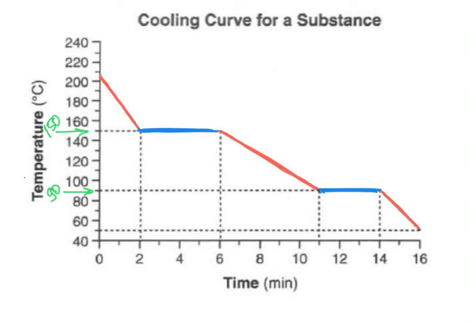Also in this graph, the x-axis shows time, but we can figure out that the heat is leaving this substance because we see the decrease in temperature as the time goes by.